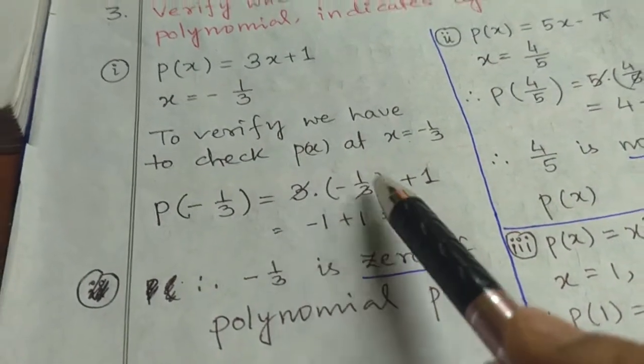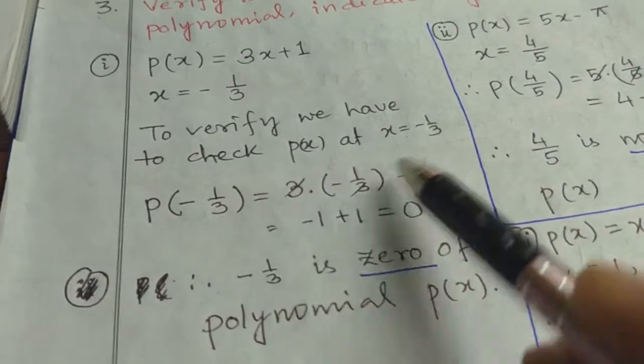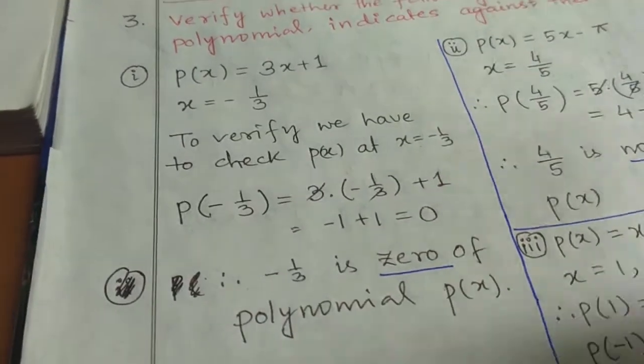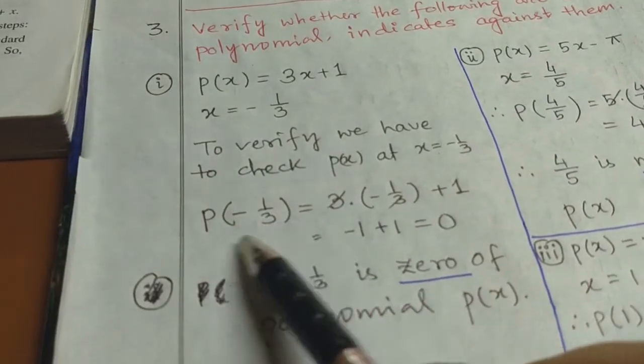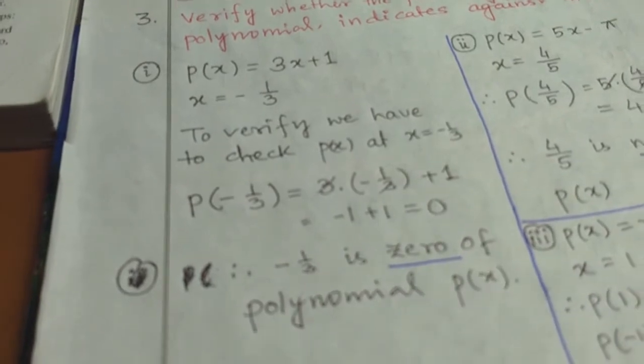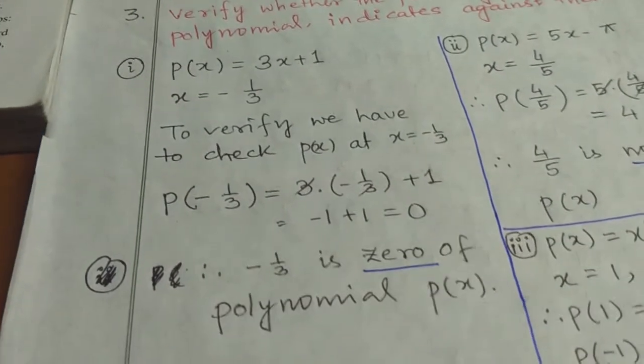3 cancel. So what will remain here? Minus 1 and here plus 1. Minus 1 plus 1 is 0. Okay. Then we got for minus 1 by 3, p(x) equal to 0. That means minus 1 by 3 is the zero of the polynomial p(x).